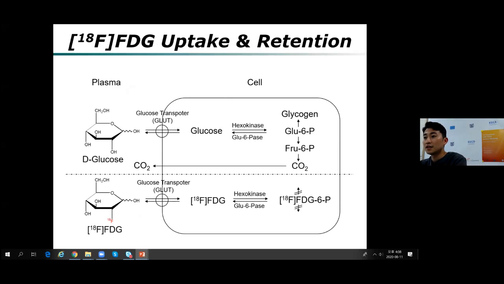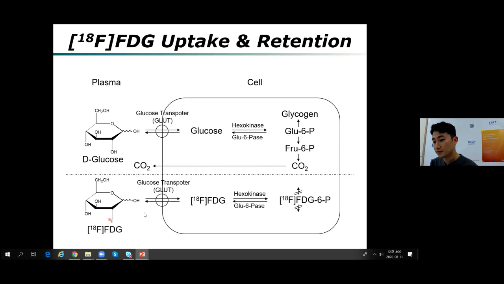And this is a chart of the mechanism of uptake into the cell using glucose. Natural glucose is taken up using a glucose transporter, so-called GLUT, and then it goes into the cell and through the metabolic pathway using some kinds of enzymes. After that, there is a final product, carbon dioxide, which diffuses from the cell to the plasma phase.